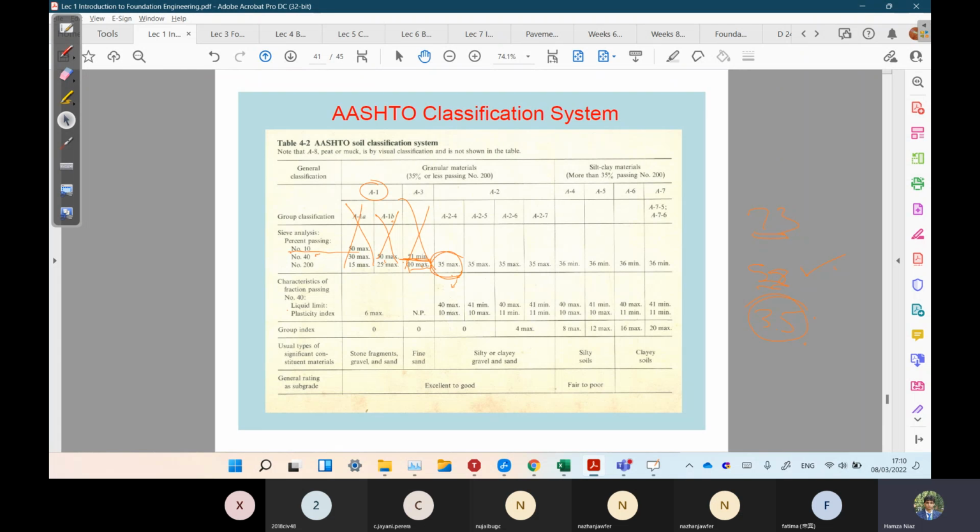Again now move downwards. For liquid limit, we require 40 maximum. We had, I think, 21. So that's fine. And plasticity index, we require 10 maximum. We had 6. So that's okay. So our soil would be A2-4. For H2, sorry.